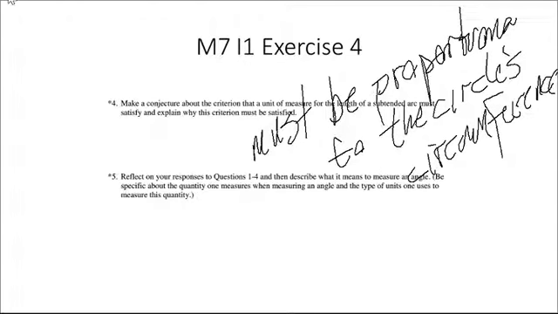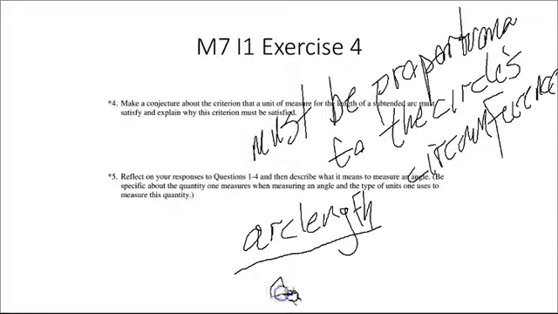Okay, and so with that little demonstration, we can describe what it means to measure an angle and be specific about the quantity one measures when measuring an angle and the type of unit one uses to measure this quantity. As we just saw in our protractor outlet, we need a unit that maintains proportionality or takes into account the proportion of arc length over the circle's total circumference.